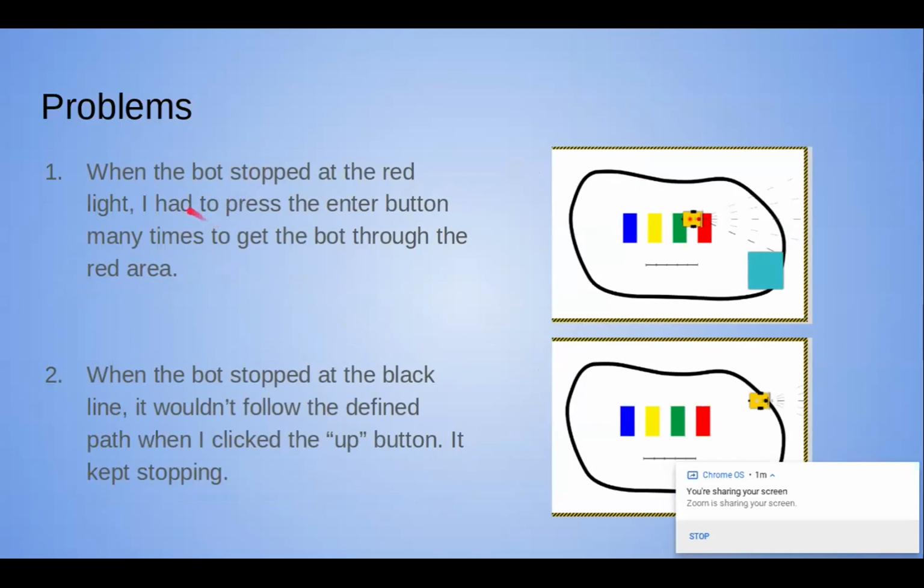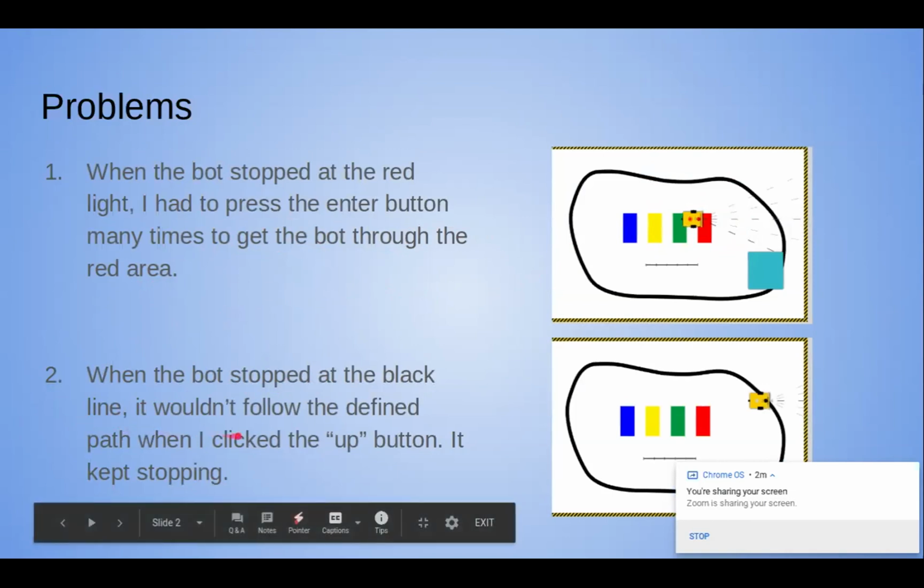Problem number 1 is when the bot stopped at the red light, I had to press the enter button many times to get the bot through the red area. Here's a picture of it stopping at the red light. When the bot stopped at the black line, it wouldn't follow the defined path when I clicked the up button. Here's a picture of it stopping at the black line.